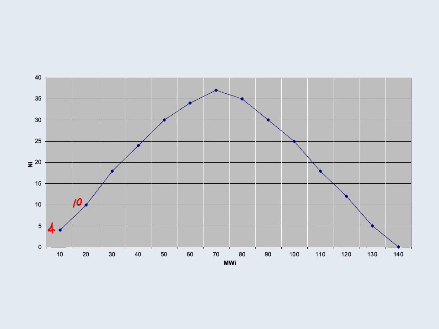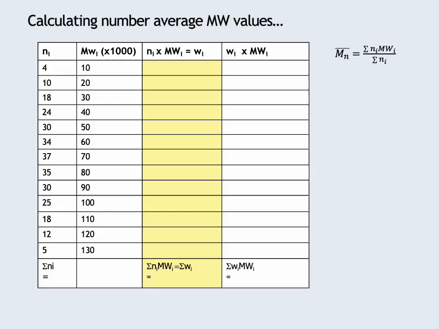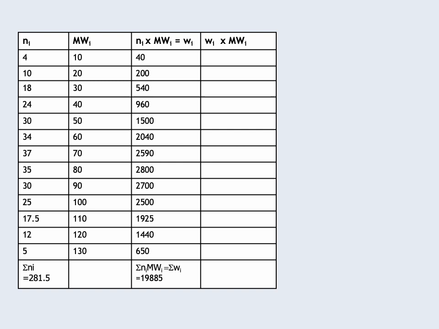So I'll set up a table like this. Here's each of the number of molecules for each of the sizes. And like we did with the previous example, I'm going to calculate the product of each for each group and put it in this third column. And then I'll sum that column and I'll sum N sub I like this. So this is the sum of all of the total number of molecules, and this is the sum of the weights of all of the molecules.